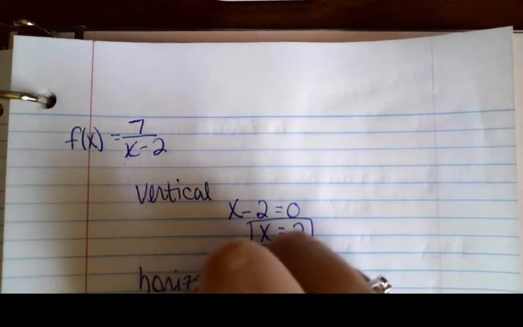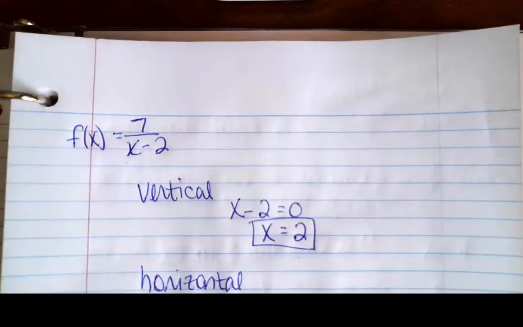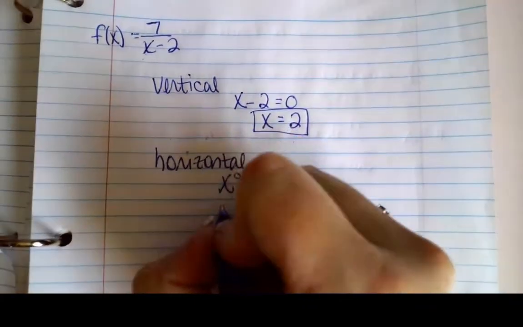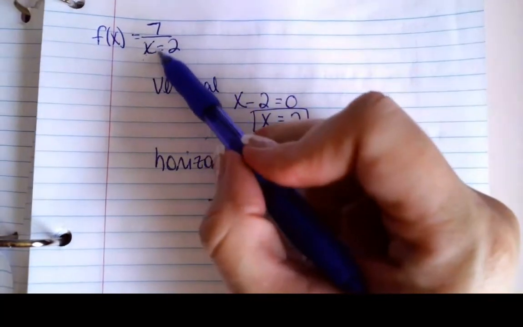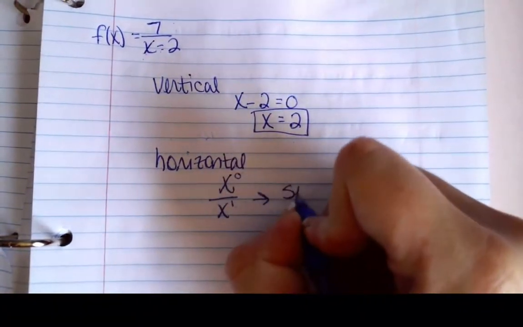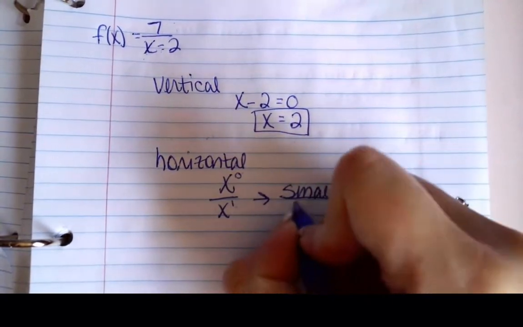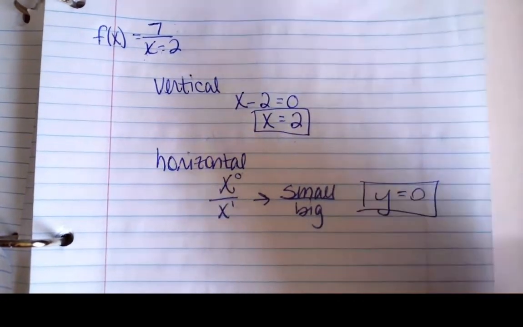Well, in this case, what I have is an x to the 0, which is 1, over an x to the 1st minus 2. So I have an x to the 0 over an x to the 1st. So what does that look like? That's a small over a big. So what do you scream? You stop the world and scream y equals 0.